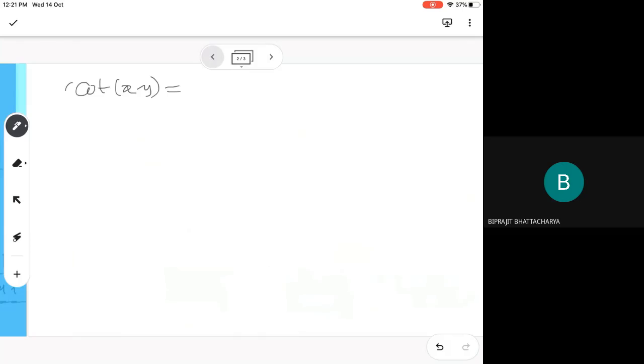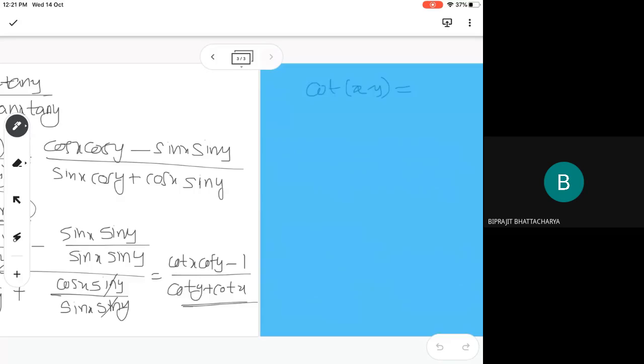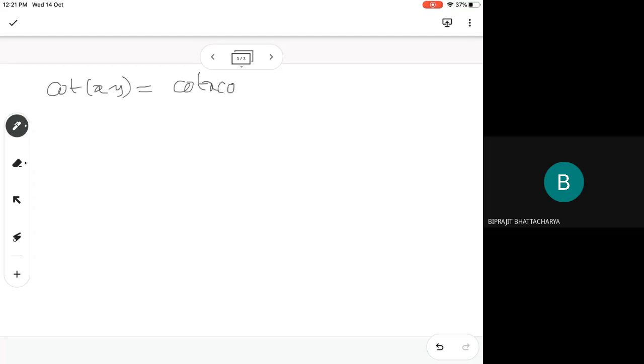So for cot x minus y, if you want to prove it, in the same way you can prove it, or you can replace y by minus y. If you replace y by minus y, what are you going to get here? Actually you get cot x cot of minus y minus 1 by cot of minus y plus cot x, from the previous one. What I did here is, in the place of y, I have written minus y.